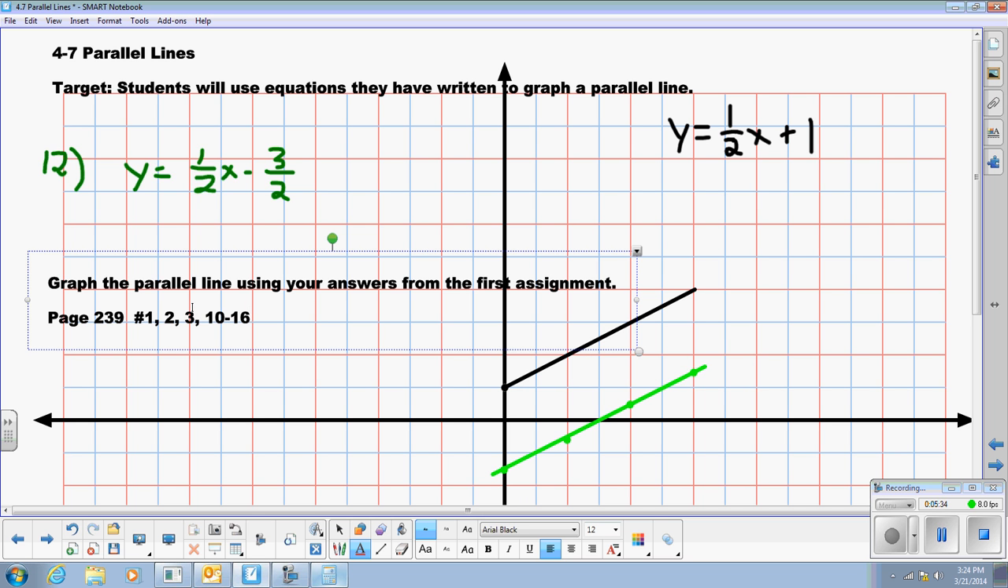So at this point, if you're comfortable enough with it, you can certainly pause the video, write down this assignment, and get started on the assignment. If you'd like to see another example, I will do another example here for you. And in fact, I think I will do problem 3 from page 239.